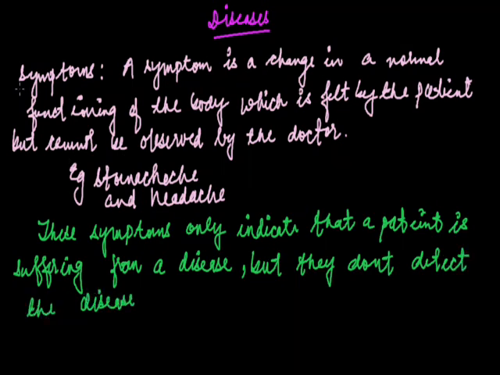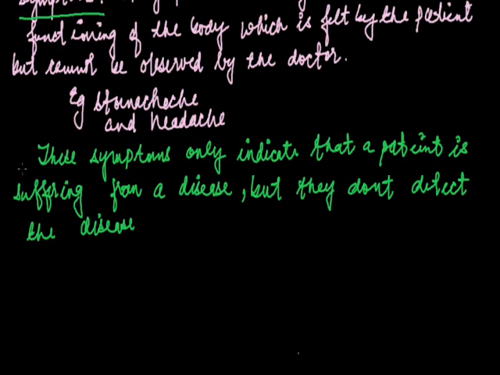So a symptom is a change in the normal functioning of the body which is felt by the patient but cannot be observed by the doctor. So symptoms are the conditions which a patient tells to a doctor and it cannot be observed by the doctor. These symptoms only indicate that a patient is suffering but they don't detect the disease.